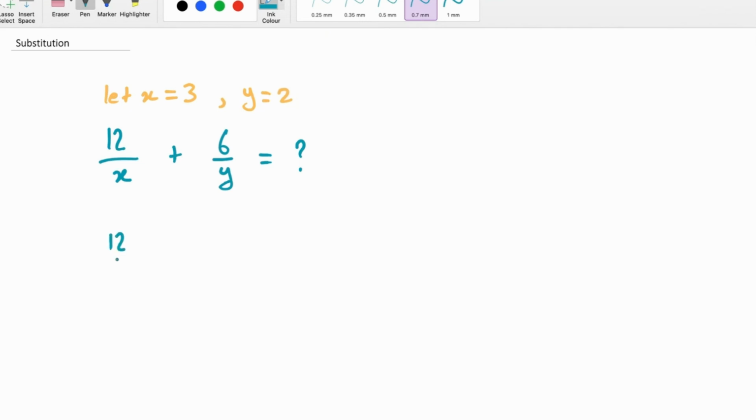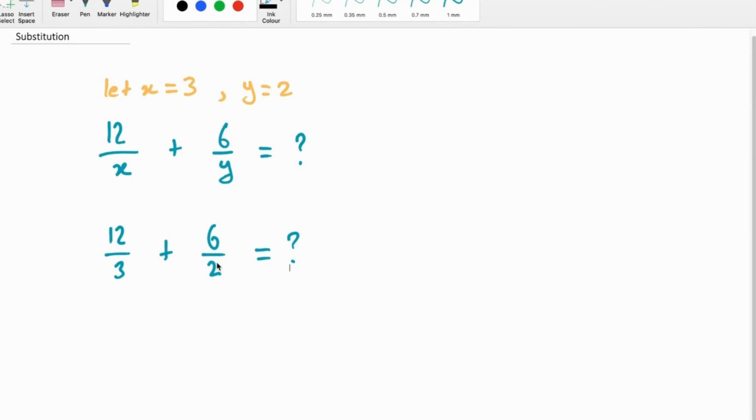So 12 over 3 plus 6 over y, and y is equal to 2. So 6 over 2, and that equals question mark. Now there's two ways that you can do this. You can either simplify the fractions individually, or you can merge the fractions together. Let's just do it the simple way, given that they can both be simplified individually.